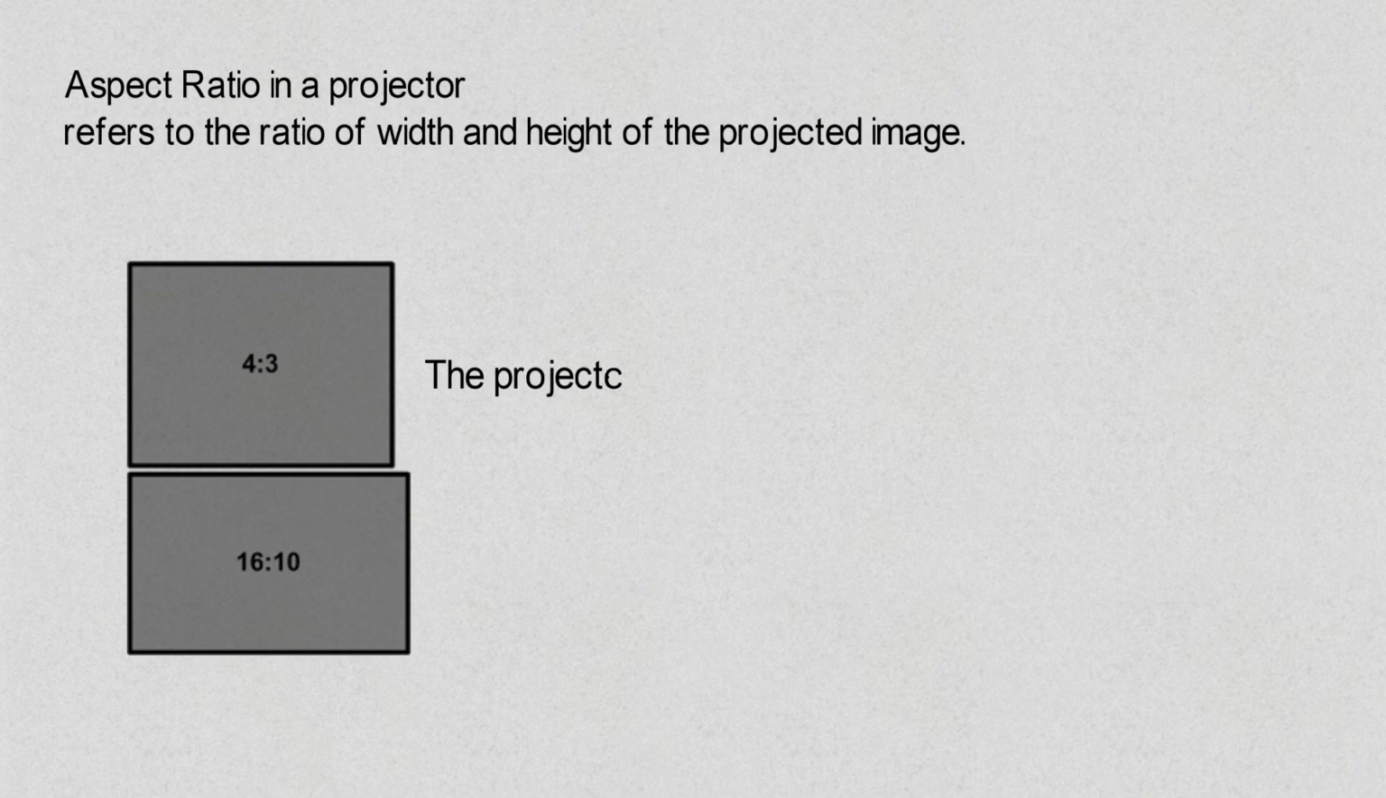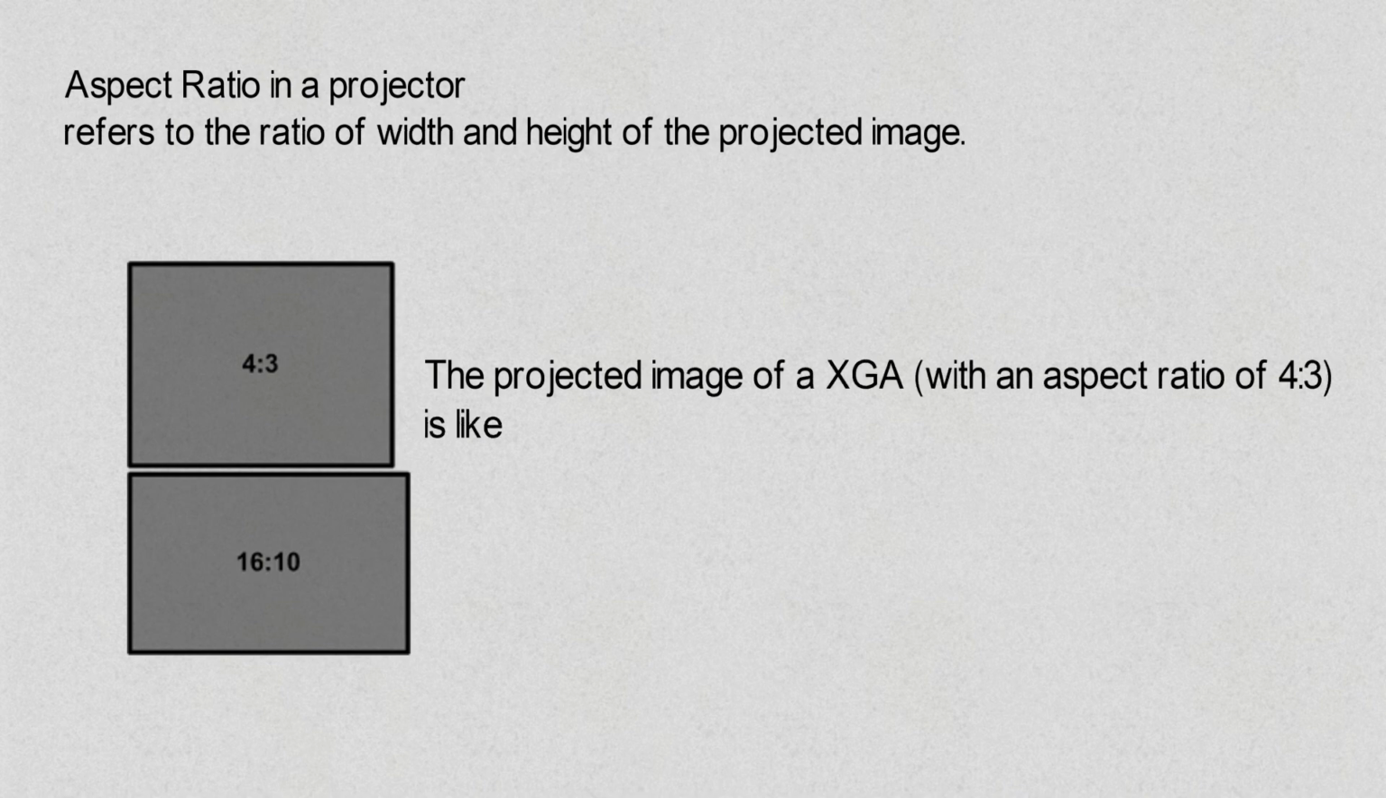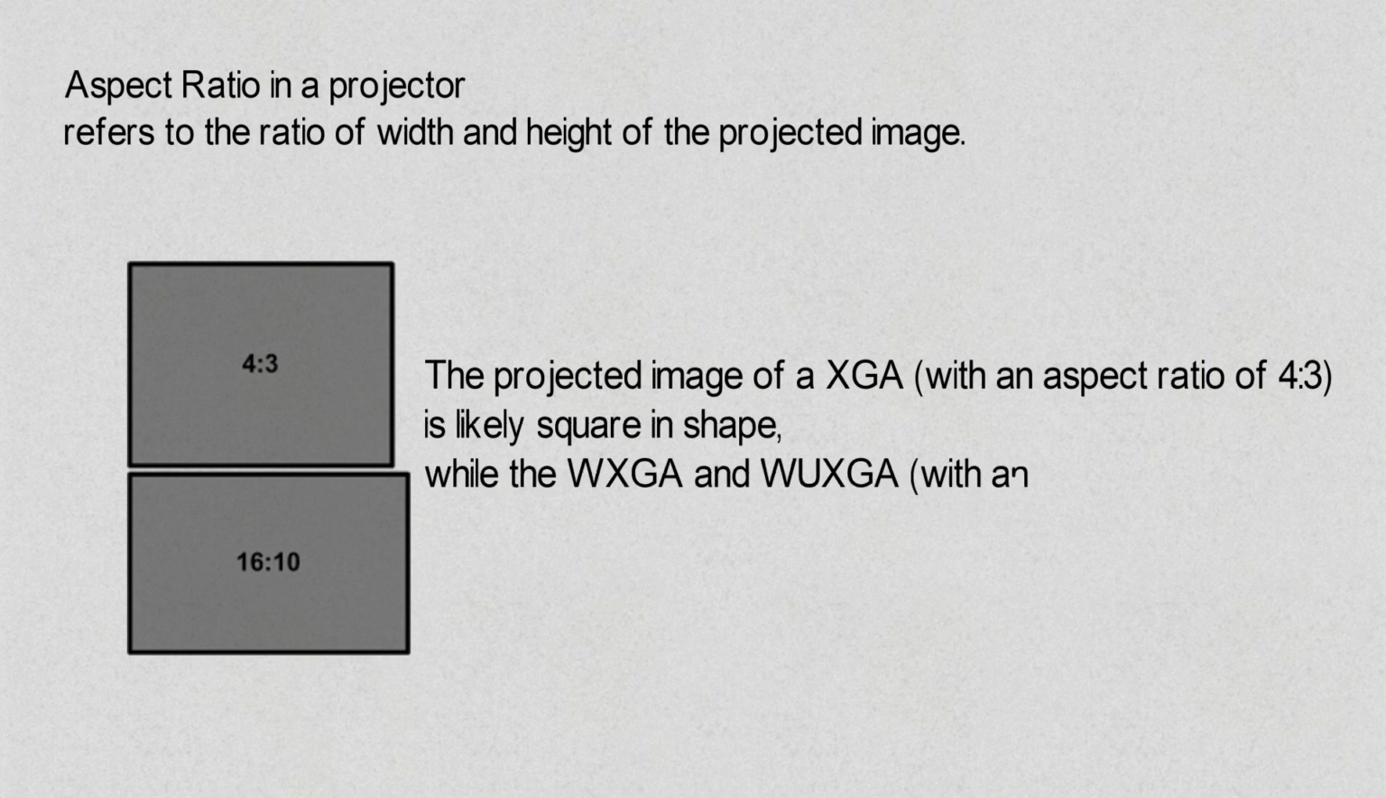The projected image of a XGA, with an aspect ratio of 4:3, is likely square in shape while the WXGA and WUXGA, with an aspect ratio of 16:10, are rectangular in shape.